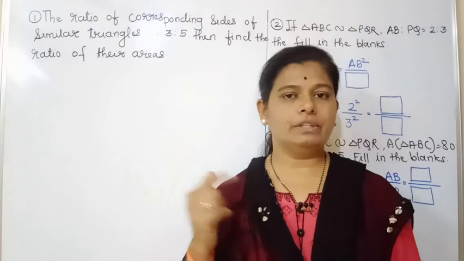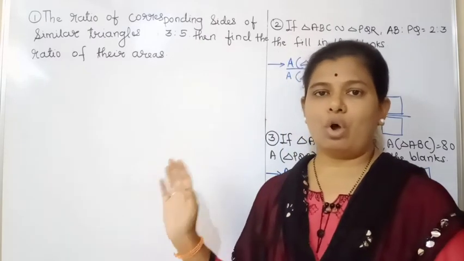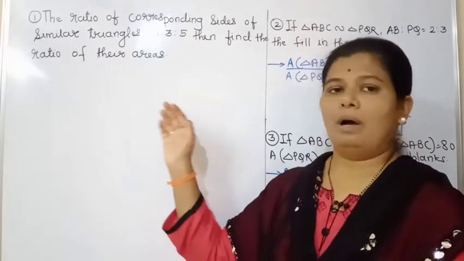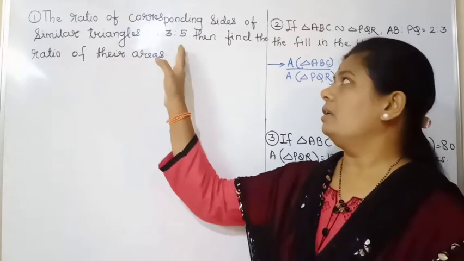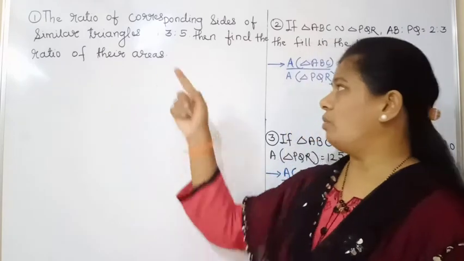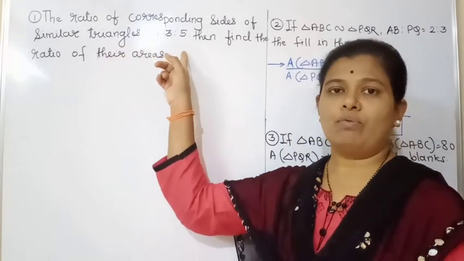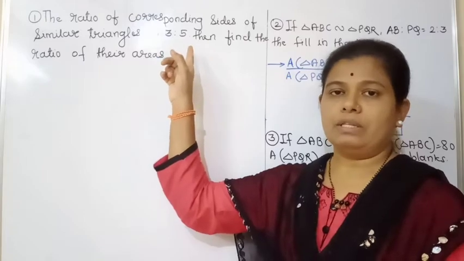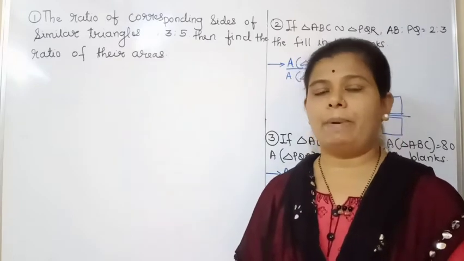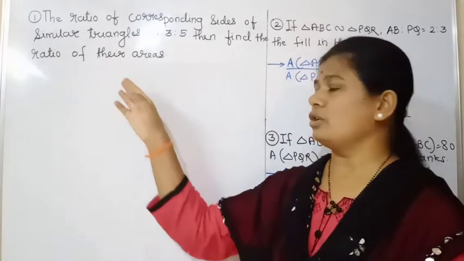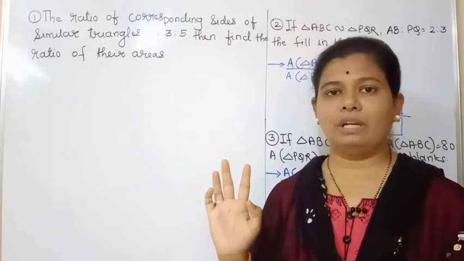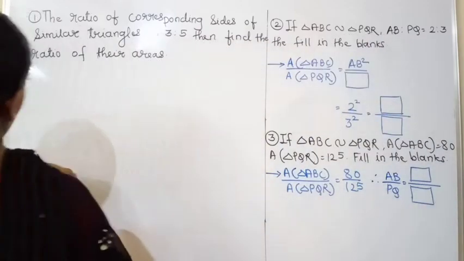As you can see, I have written 3 examples on the board, so we'll solve them one by one. First of all we'll go towards the first example. The ratio of corresponding sides of similar triangles is 3:5. So what is given? The ratio of corresponding sides is given, 3:5, and we have to find the ratio of their areas. Okay, so we'll now move towards the solution.